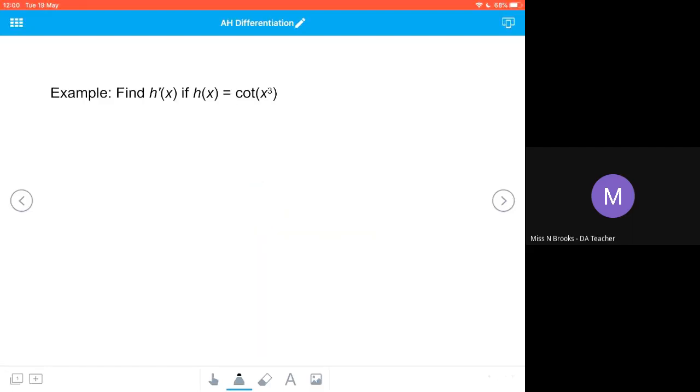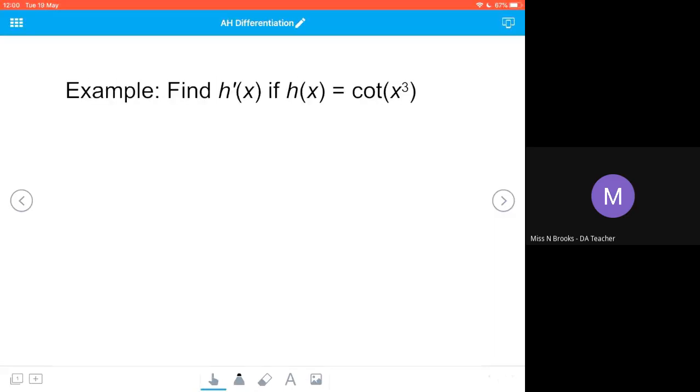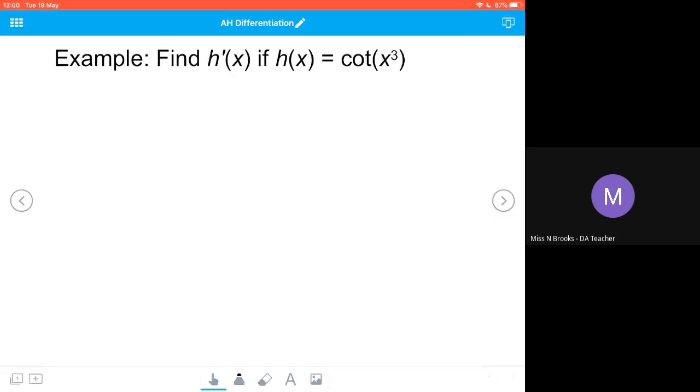So the first example, we're going to find h dash x, or the derivative of the function h of x, if h of x equals the cotangent of x cubed. And we're going to use the chain rule to do this. So the chain rule says that we need to let our x cubed be u. So we're going to let u equal x cubed. And that means that y is going to equal the cotangent of u.